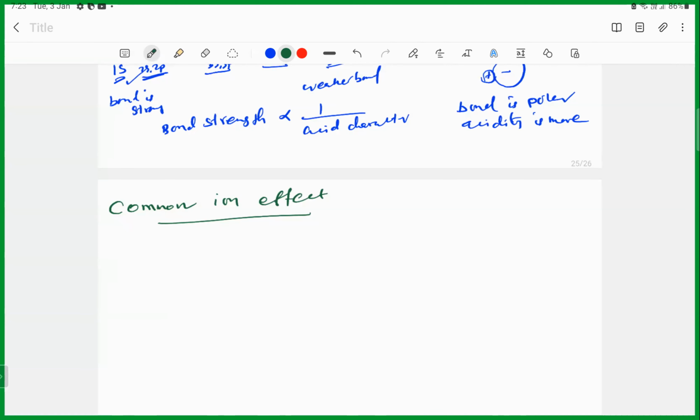Okay. So the common ion effect is nothing but this: when the substances are in equilibrium, you add a common ion to that equilibrium. For example, you take an AB salt in equilibrium, giving A plus ion and B minus ion. Additionally, you are adding some salt containing A plus or B minus.